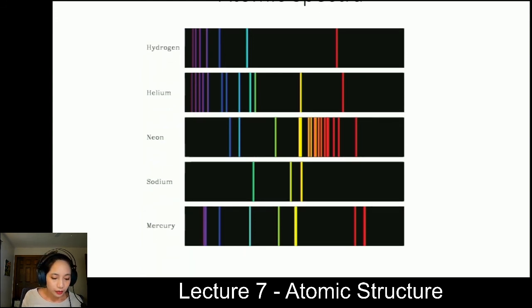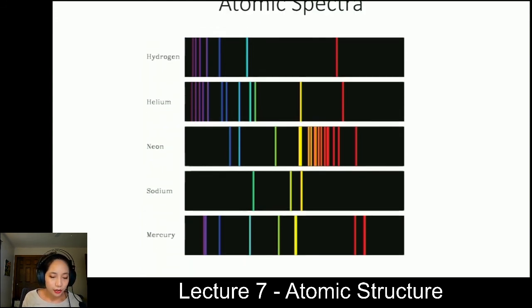And then some of the other elements have other atomic spectra. Neon looks like this, sodium has these lines, and mercury has these lines, where all of these lines are from transitions between different energy levels. And because these are emitted, these electrons are falling from higher energy levels to lower energy levels.